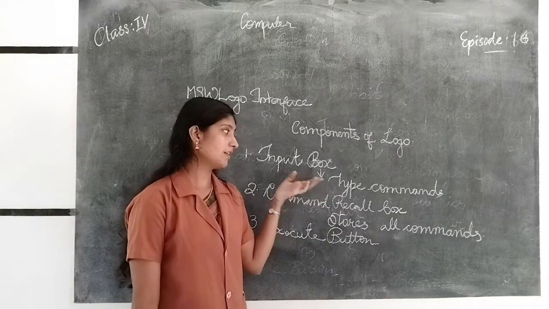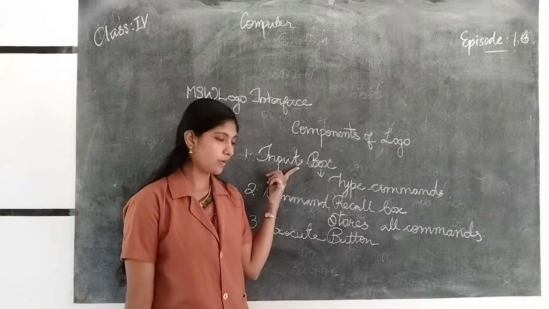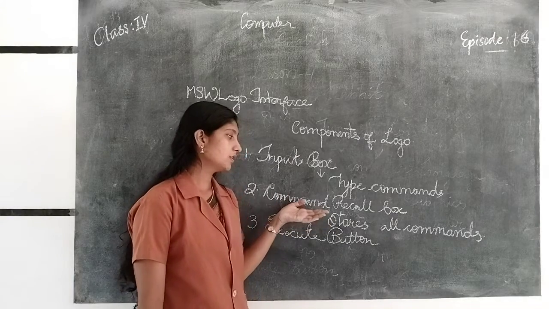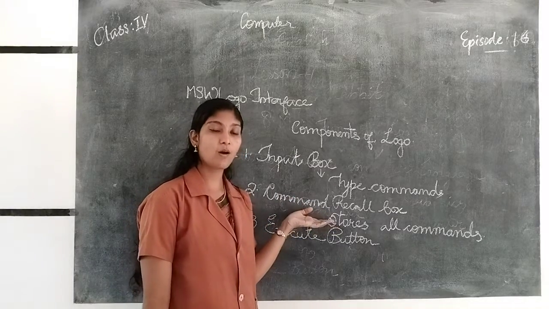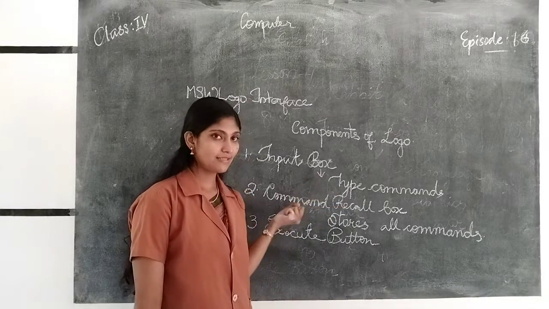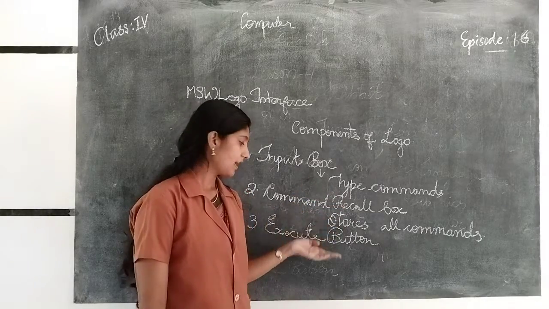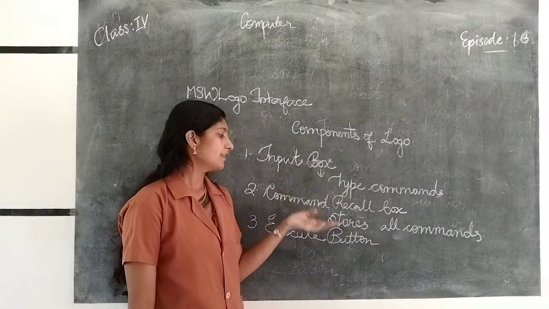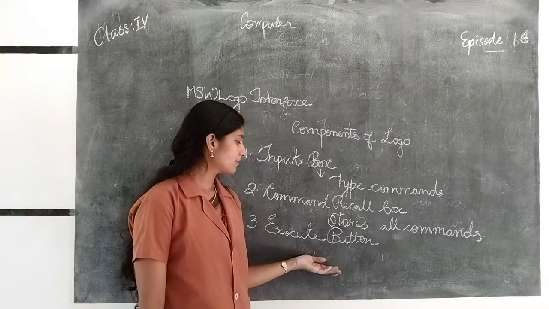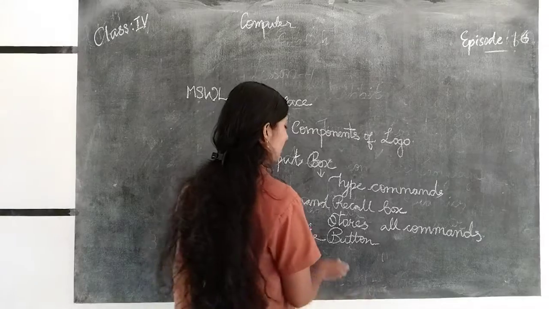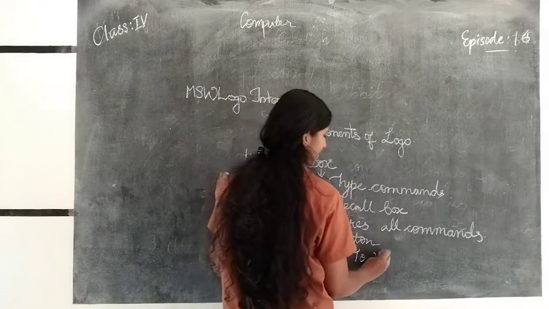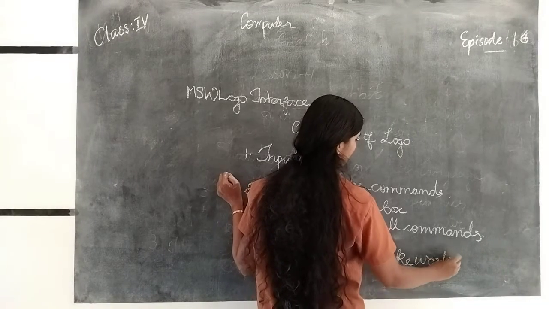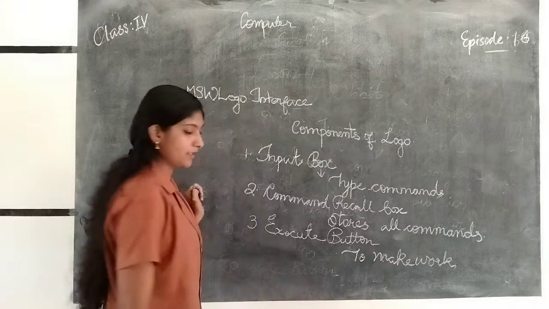First, we need to type a command using the input box. After typing, you can collect the command from the command record box. That means it contains all the commands, so you can select the commands from the command record box. And the third one is the execute button. After typing the command in the input box, you can press or click the execute button to make it work. So that is the execute button.